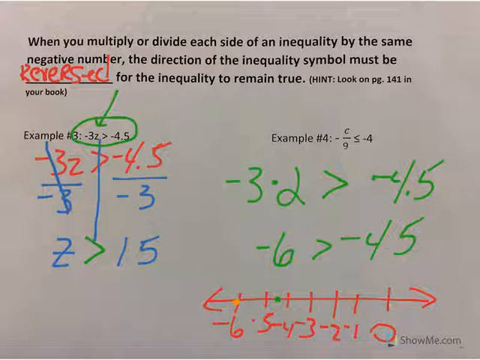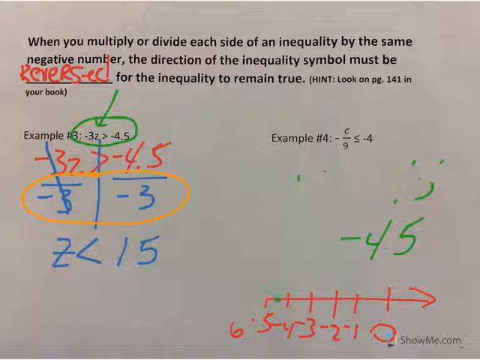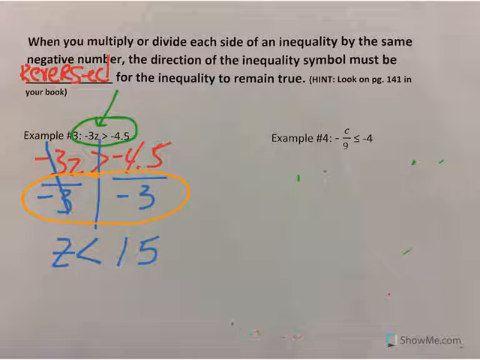So what we have to do is, since we divided both sides by a negative right here, this operation right here, we divided both sides by a negative. Since we did that, that means that we have to flip the sign around. So our greater than sign will become a less than sign. Now, if I picked a number that was less than 1.5, any number, as long as it's less than 1.5, then this statement will be true.